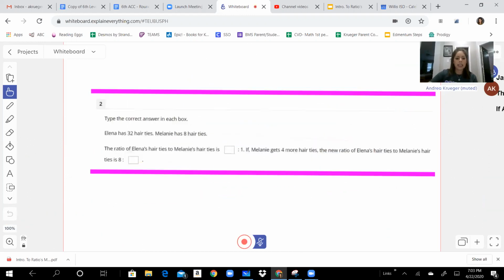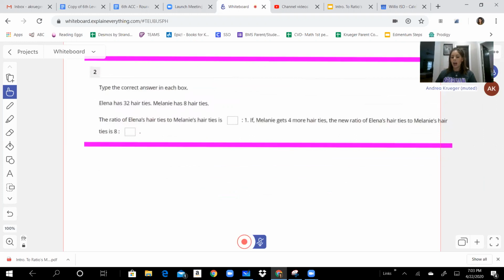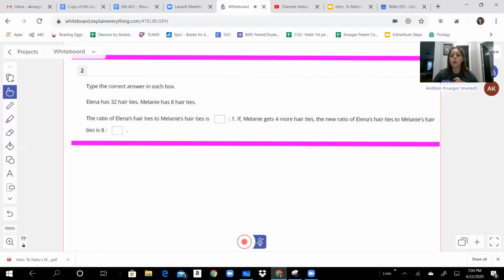If you are stuck on the Elena has 32 hair ties question, I'm going to go over not this question, but a question very similar that is going to help you. Elena has 32 hair ties and Melanie has 8 hair ties. The ratio of Elena's hair ties to Melanie's hair ties is blank to 1. So they want you to take the ratio 32 to 8 and reduce it to its smallest terms. You should be familiar with that now after doing the tutorial. After you reduce it to its smallest terms, it says if Melanie gets 4 more hair ties, the new ratio of Elena's hair ties to Melanie's hair ties is 8 to what?